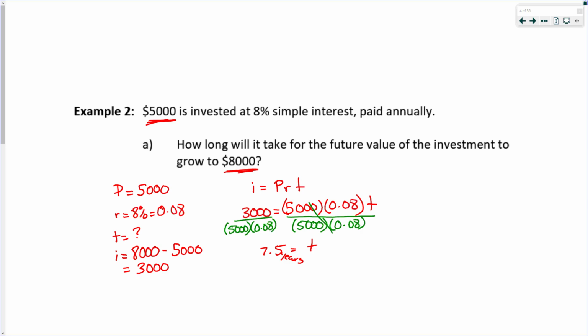Now there is a bit of a problem with this one because, real world situation here, these are just paid annually. And so in our calculations, to get to that 3,000 worth of interest, or the final value of 8,000, it's going to take 7.5 years. But this is not being paid out in half years. It's only being paid out in full years. So what we're going to do with this one is round it up. So instead of 7.5, we're going to make it 8 years.